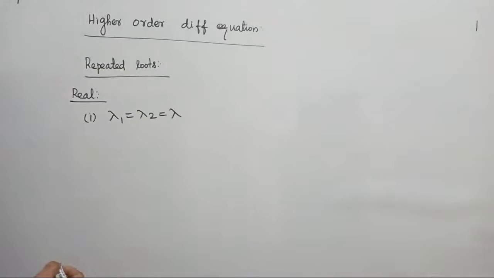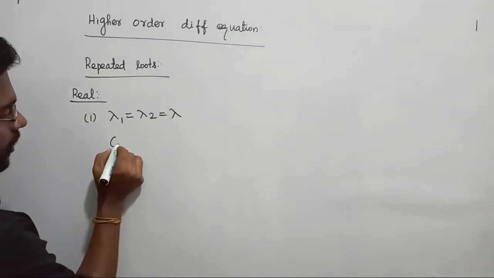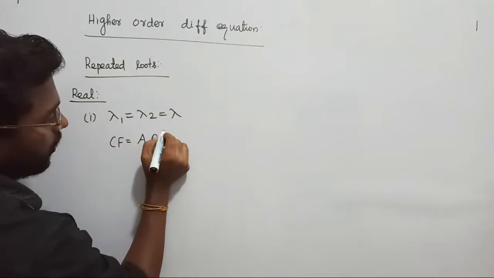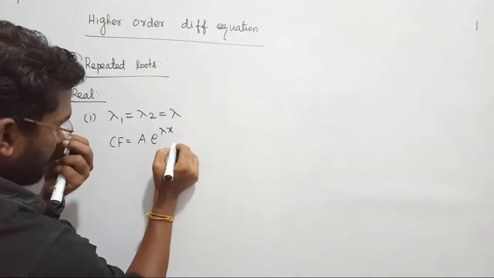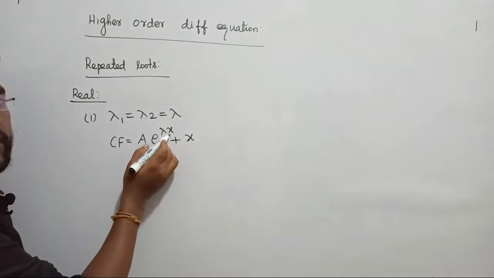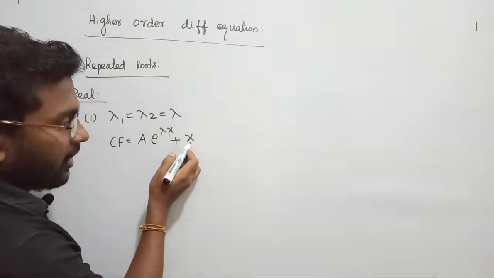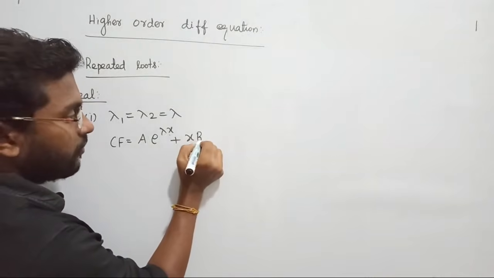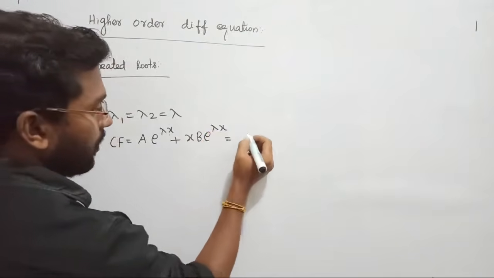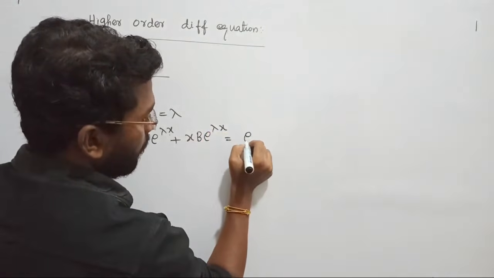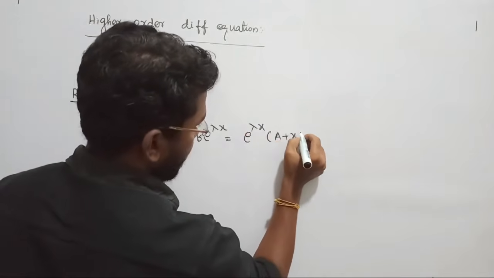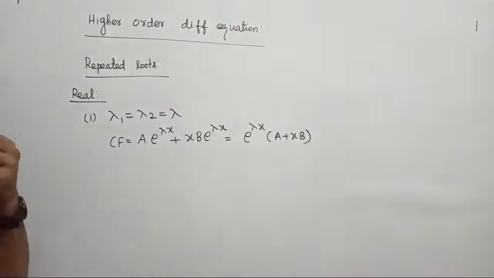Now if a function like this comes, that can be written as, just observe, its complementary function can be written as a into e power lambda x plus x times of b into e power lambda x, because x is being repeated once again, right? With respect to x you differentiate. This function can be written as, you can take e power lambda x outside, in bracket it is going to be a plus x times of b. That is the solution. Clear?